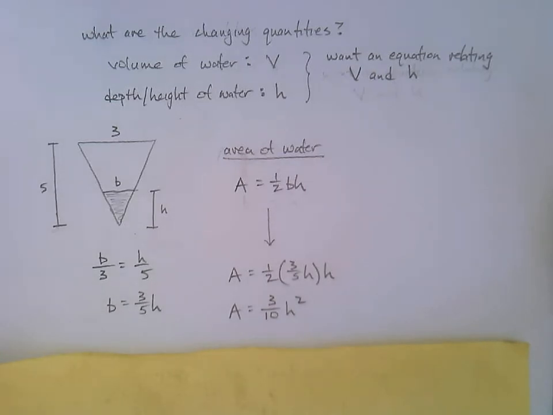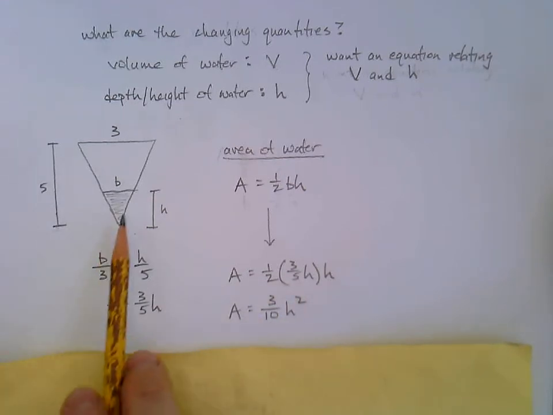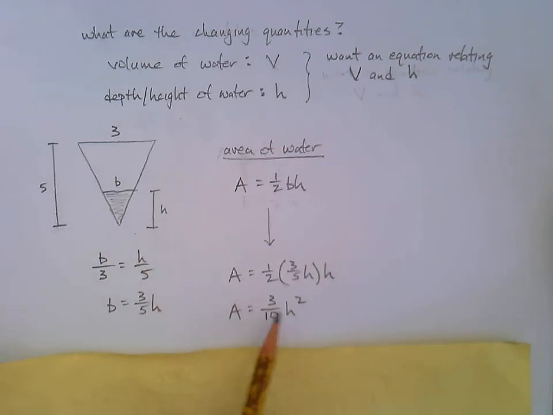And if we can say b over 3 equals h over 5, we can then multiply the 3 over here, and maybe we just say b equals 3/5 h. Now we have the base in terms of the height, and we can put that 3/5 h in for the b in 1/2 base times height. Clean it up, and we've got 3 over 10 h squared. The area of that water is 3/10 times the height squared.